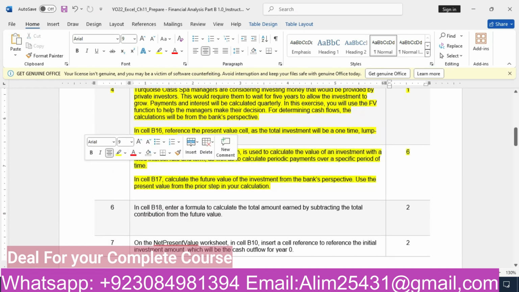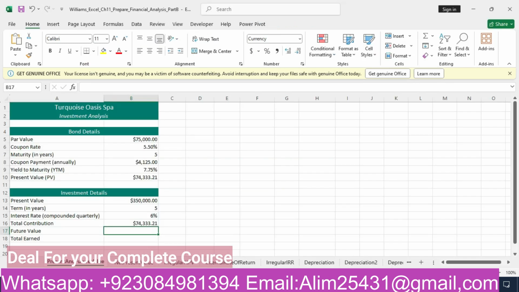Our fifth step is, the future value function, or FV function, is used to calculate the value of an investment with a fixed investment rate and term, as well as calculate periodic payments over a specific period of time. In the cell B17, calculate the future value of the investment for the bank representative. Use the present value from the previous step in your calculation. So we will move to our cell B17.